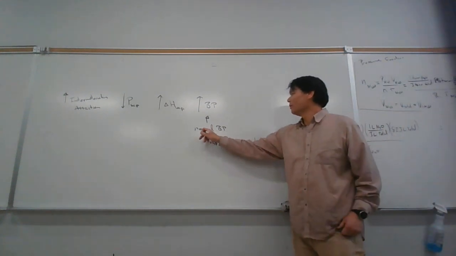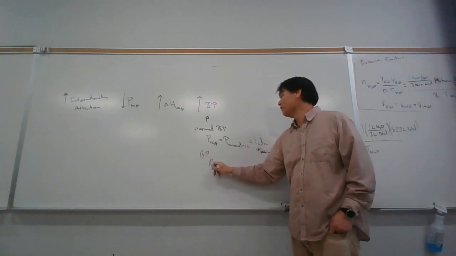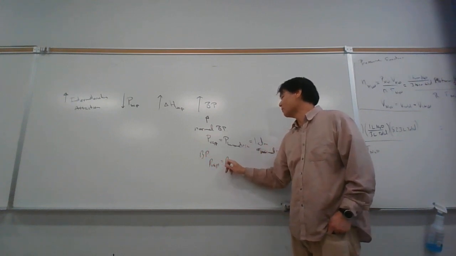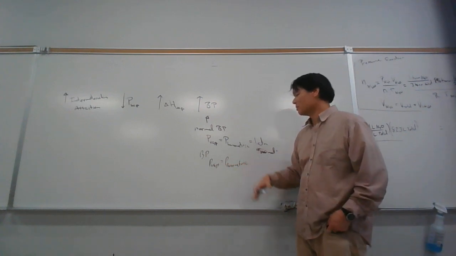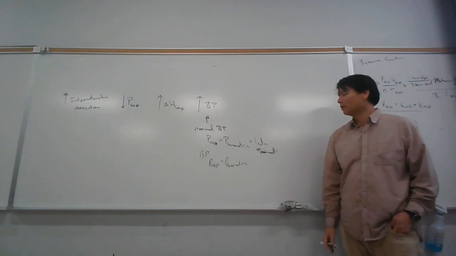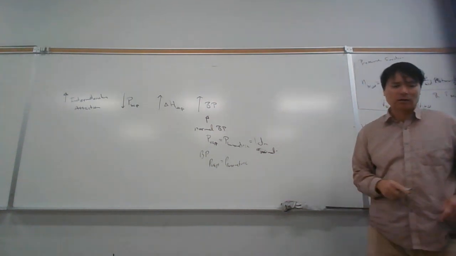But we have the normal boiling point versus the boiling point. The boiling point is just when P vapor is equal to the barometric pressure, whatever the barometric pressure is. And the barometric pressure varies depending on where you are. And therefore the boiling point varies depending on where you are.